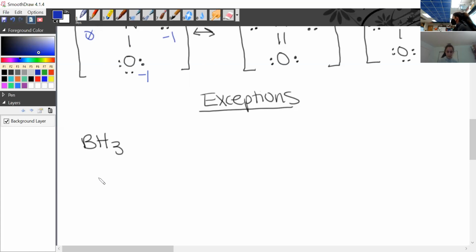So we're going to follow our rules. We're going to find out how many valence electrons boron has. It has 3. It's in group 3. Hydrogen has 1 times 3. That's 6. Divided by 2. Working with 3 pairs of electrons.